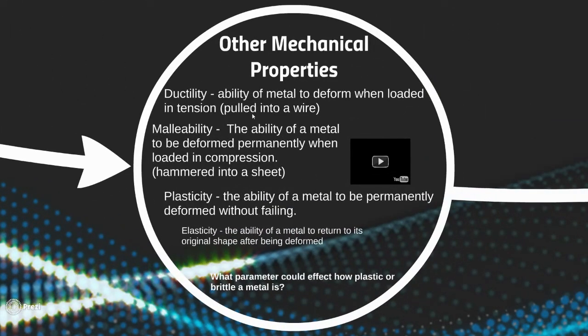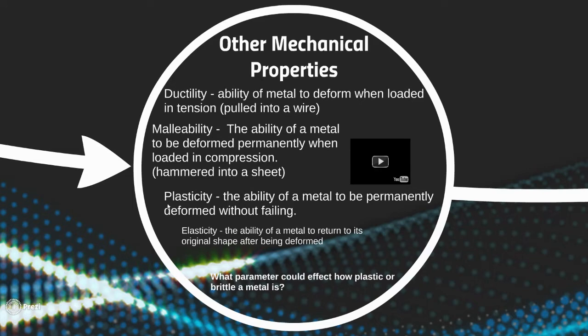Other mechanical properties are ductility. So ductility is your ability to be pulled under a load. So that's in tension, being pulled into a wire, okay? So that's very important for metals like copper that are always being used as wires. Then you have malleability, which looks at the deformation, but under a different load. So malleability is the ability of a metal to be deformed when it's loaded in compression, okay? So ductility, ability when loaded in tension, and then malleability, ability when loaded in compression, or hammered into a sheet. So that can be important for somebody who maybe is doing forging or sheet metal work or something like that.